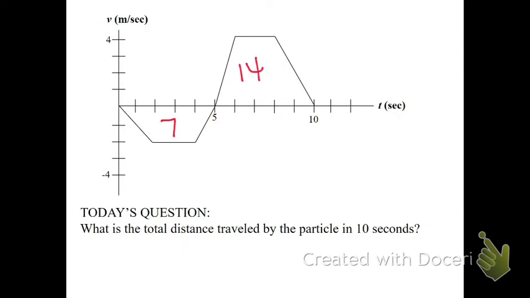I want you to think about that again. Total distance traveled. The particle went 7 meters left and 14 meters to the right. What is the total distance traveled?